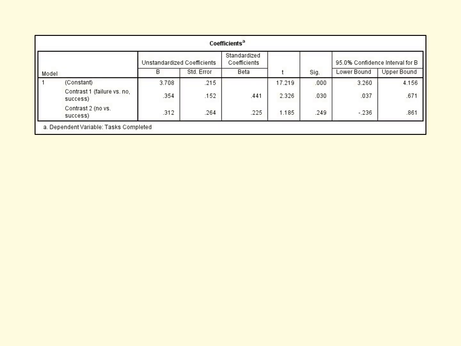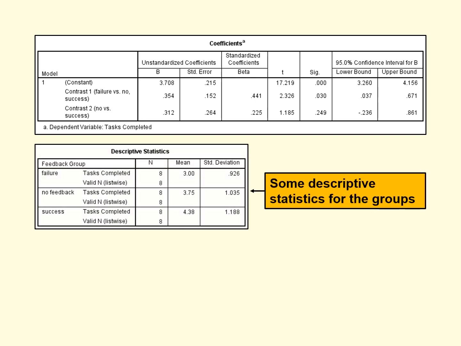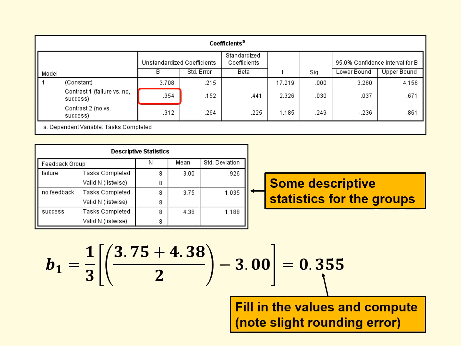If you want to see how this works, you could go back to that table for the regression coefficients, and then also produce some descriptive statistics for the different groups. Here I've used the descriptive module in SPSS to give me the mean and standard deviation for each of my groups. If I plug the means of the different groups into that formula and do the math, I end up with a value equal to the unstandardized regression coefficient for that first contrast, 0.35. There's a slight rounding error there, but that really doesn't matter for our analysis right now.